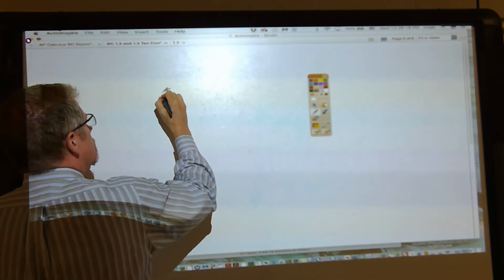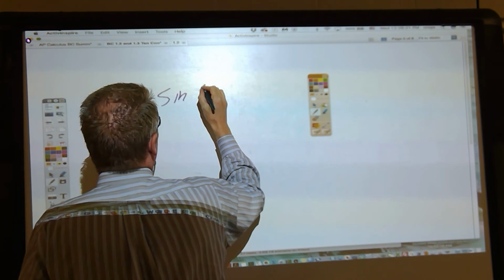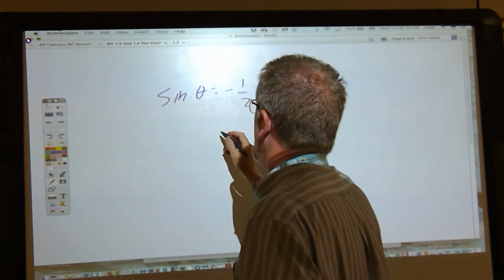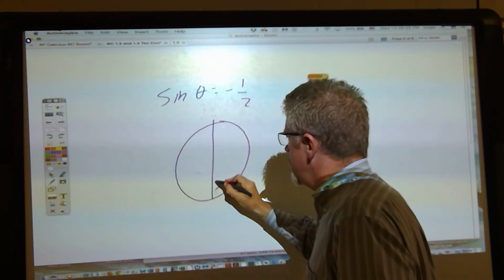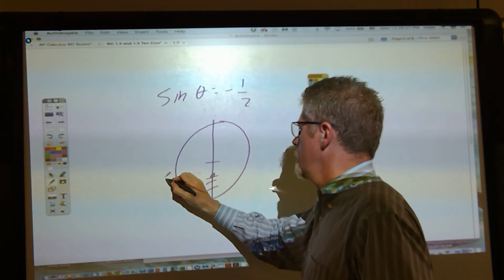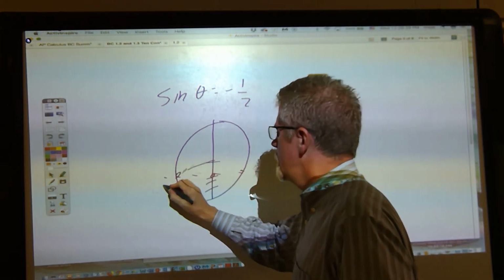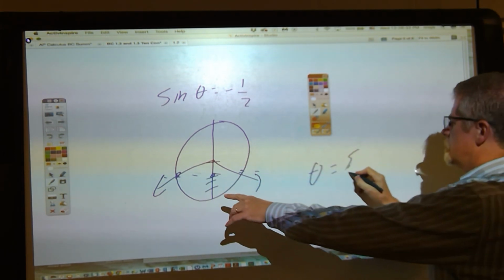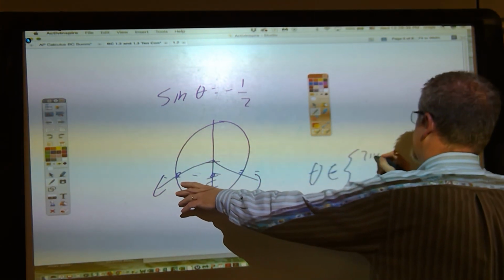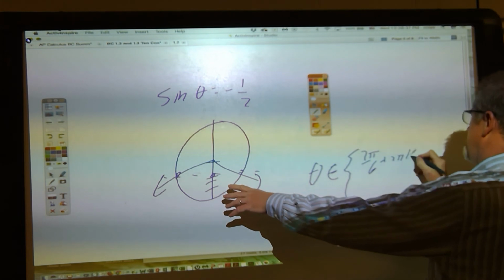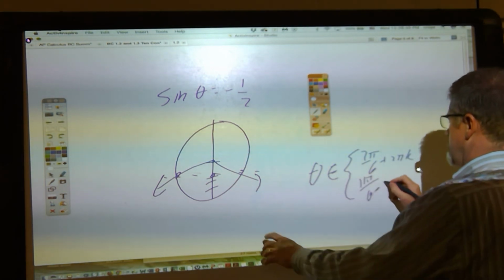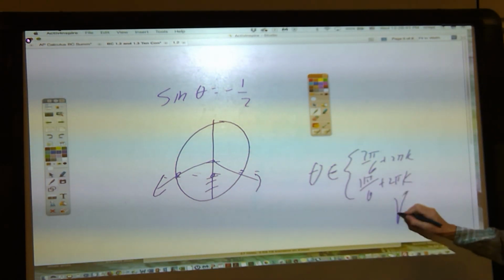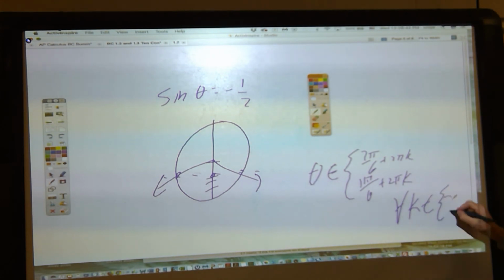If I were to do it just in real time, sine theta equals -1/2. What is it? It's 4 ticks, and then suddenly, there it is. There's a picture. It didn't take long. So theta is an element of the set 7π/6 plus 2πk, and 11π/6 plus 2πk, for all k that are elements of the set of integers.